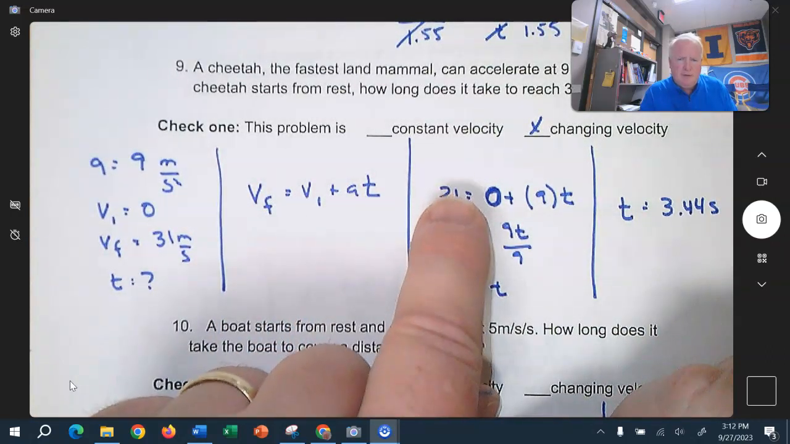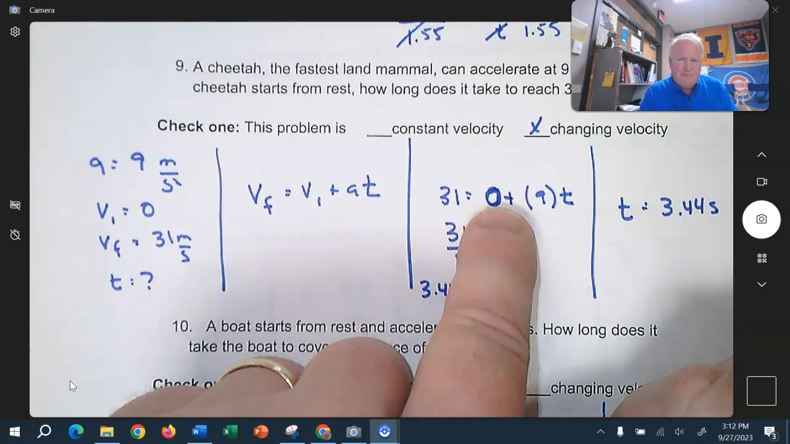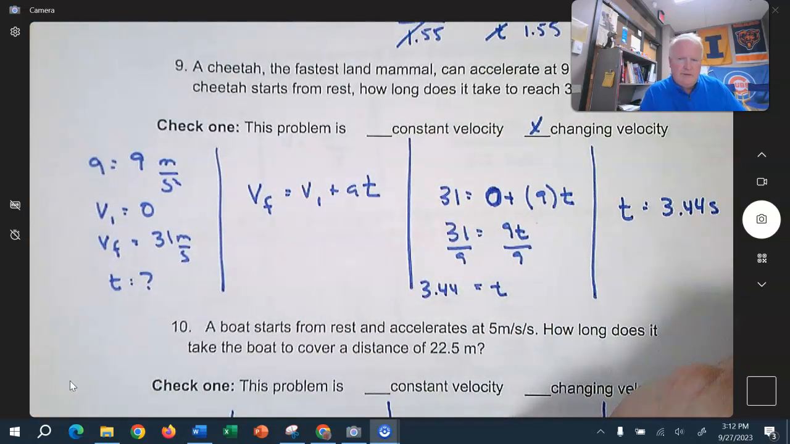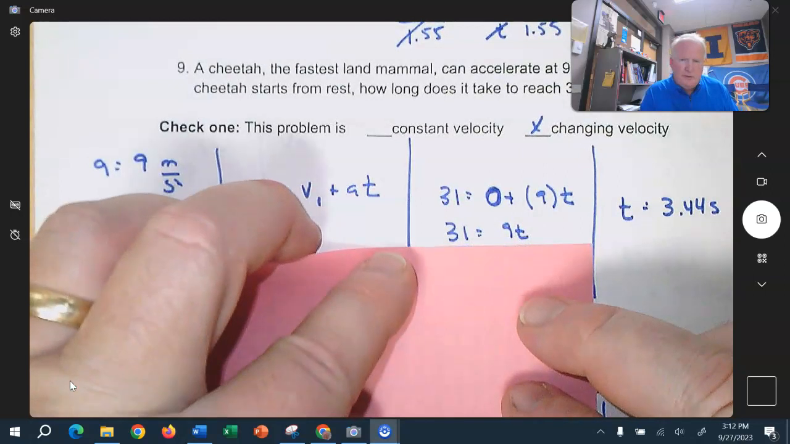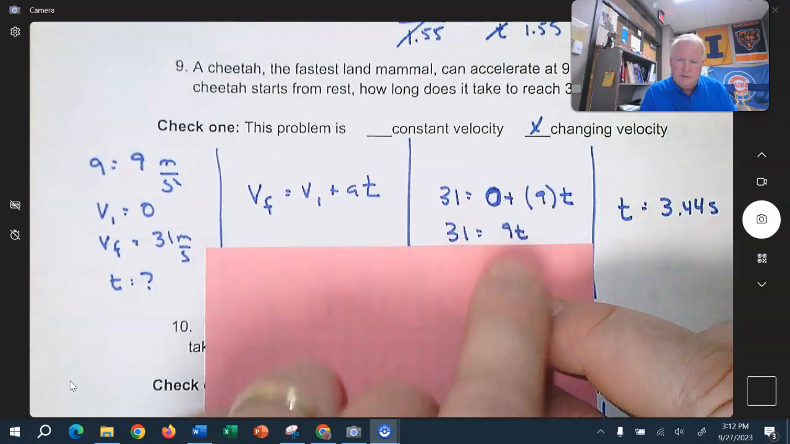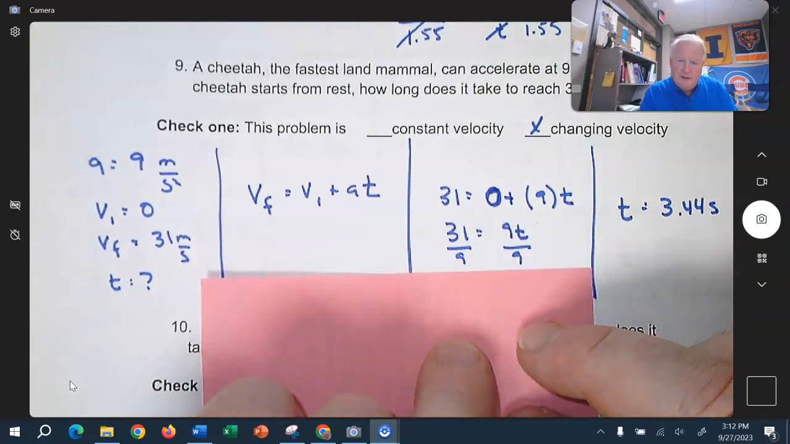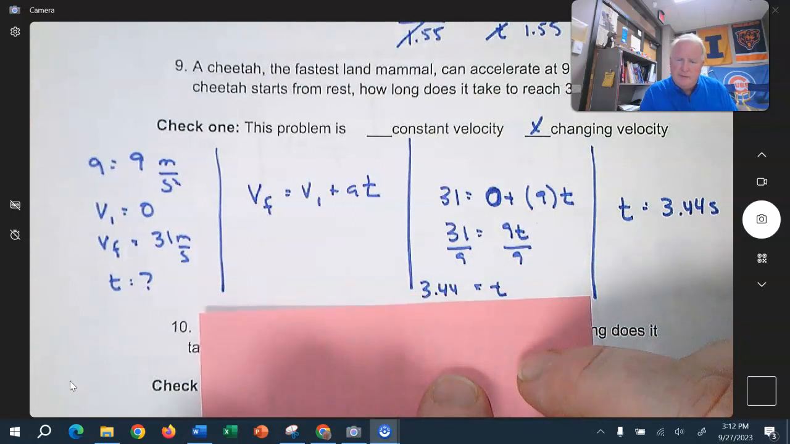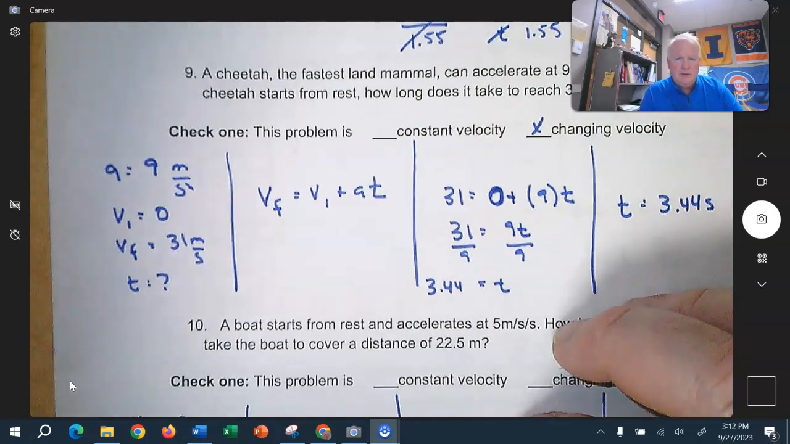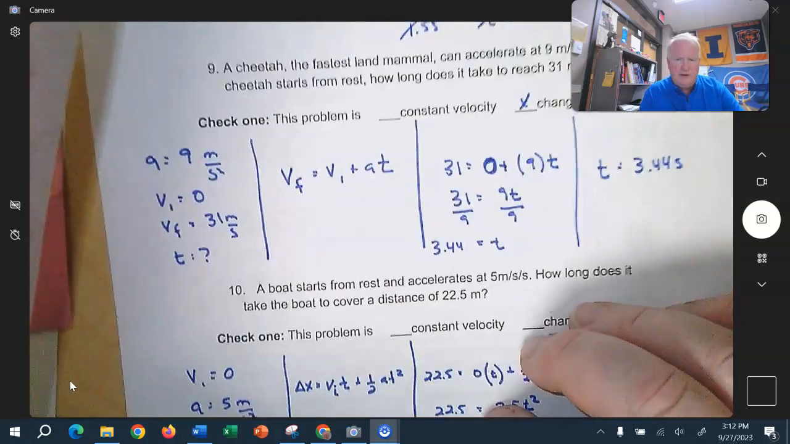When we put in the numbers, 31 is the final, equals 0, that's the initial, plus 9t. If I make this easy on myself, I say, well, that 0 is doing nothing, so I rewrite the equation as 31 equals 9t. I just got rid of the 0, right? And now how do I get the t by itself? I got to divide the 9. So I'm going to divide by 9 on both sides, and I'm going to get 3.44. And that one does make sense, right? Because it's going to take about that long to go from 0 to 31 if we're accelerating at 9.